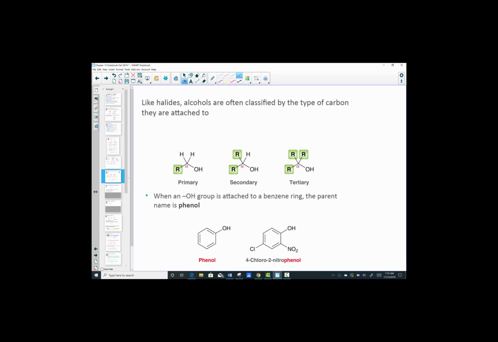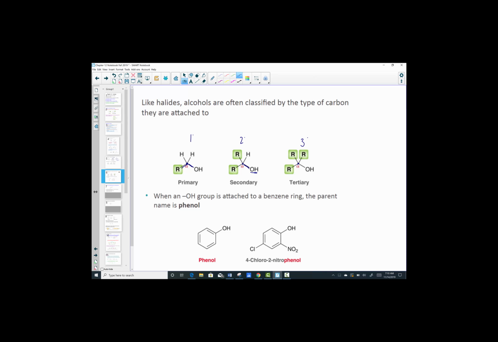Like halides, alcohols are often classified by the type of carbon they're attached to. So in a primary alcohol, the carbon that is attached to the alcohol is attached to just one other carbon. In a secondary alcohol, the alcohol, here being the OH, the carbon that's attached to that is attached to just 2 other carbons. And here we have a tertiary alcohol where the carbon attached to the OH group is attached to 3 other carbons. So very similar to how we recognized primary, secondary, and tertiary halides, we recognize the same pattern in an alcohol.